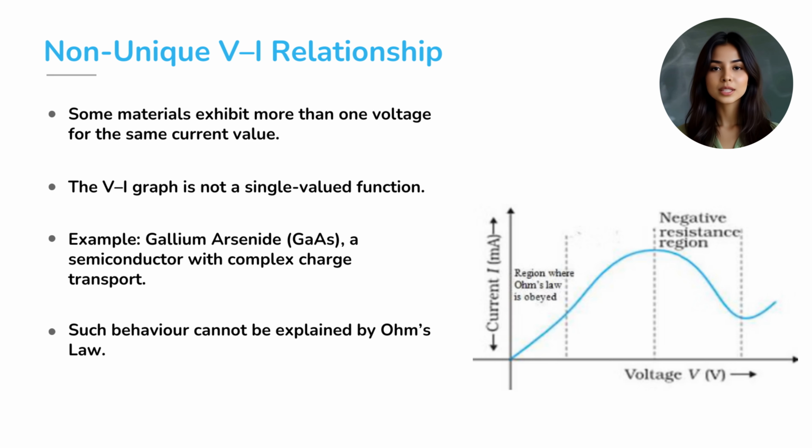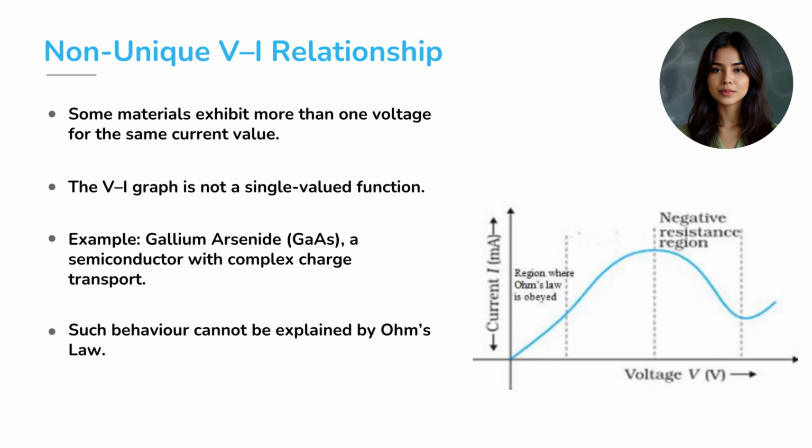Now imagine something even more bizarre, where the same current can exist at more than one voltage. This happens in certain advanced semiconductors like gallium arsenide. Look at the VI curve of GaAs, it loops. You can draw a horizontal line and find it intersects the curve at multiple points. This means that for one current value, there are multiple voltage states. That's not just a deviation, it's a breakdown of the basic Ohm's law assumption of a single-valued relationship between V and I.